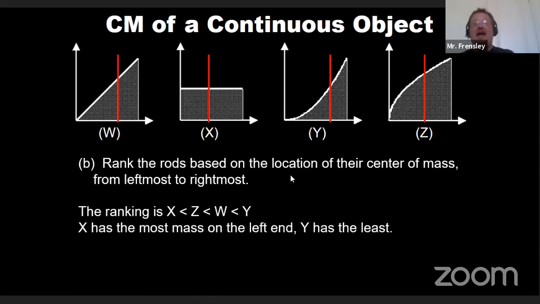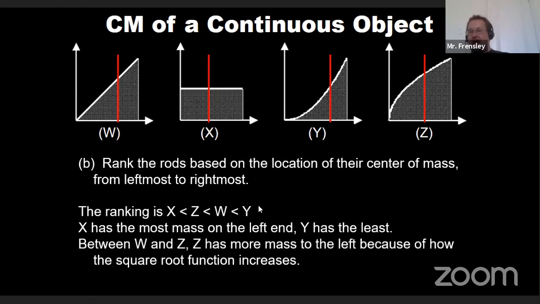Here's my thinking. X has more density on the left end than anybody else. Look at all this mass and density that's on the left that the other objects don't have. Then next, Z has some, not as much of its share of mass on the left as X, but some because of the way the square root function bends. Then W has less mass on its left end, and Y has the least mass because of the way the parabola shoots up. So again, I didn't actually have to integrate any of this.